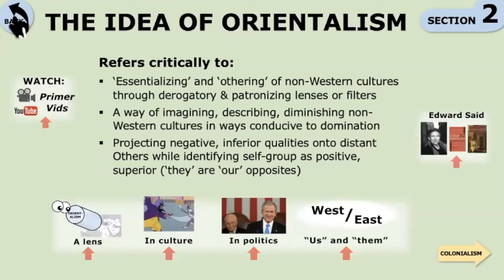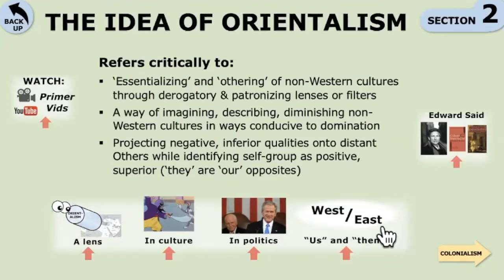So we're getting a sense that Orientalism is a series of lenses and filters that really frame the region in ways that excuse and apologize for Western domination. Finally, another way to think about Orientalism is that it projects negative, inferior qualities onto distant others, while identifying the self-group as positive, superior. So they become our opposites. What do I mean here? Let's look at a few examples.